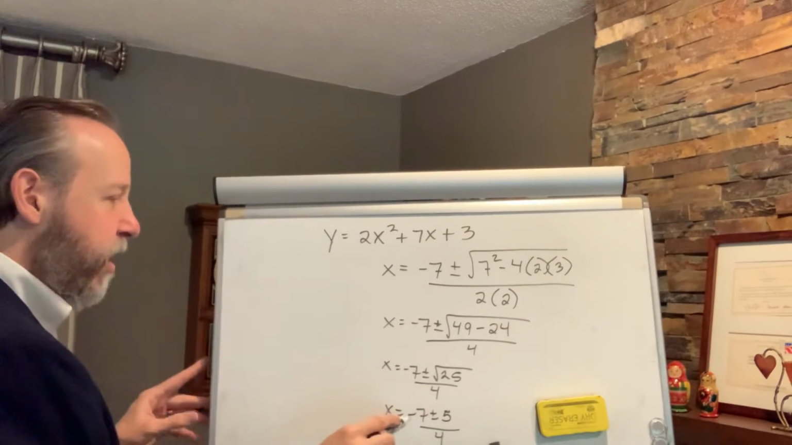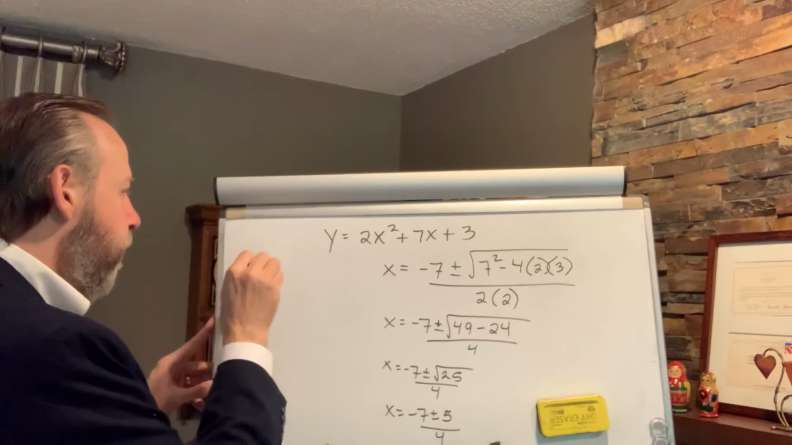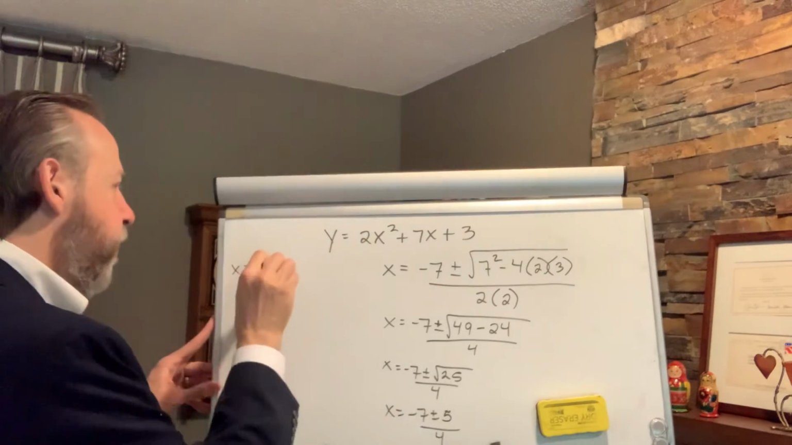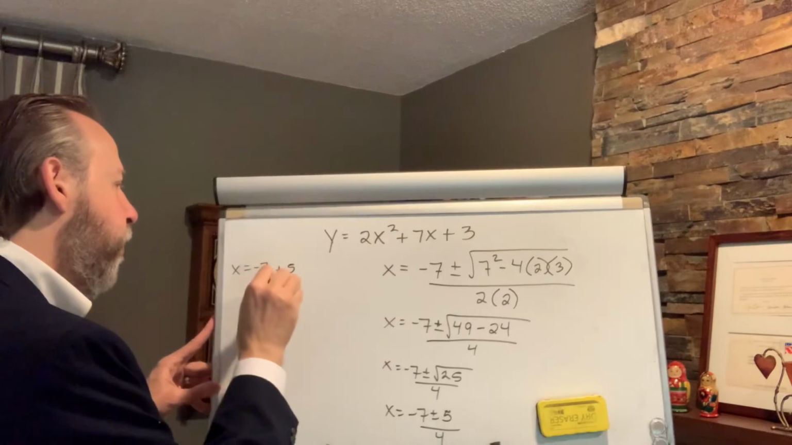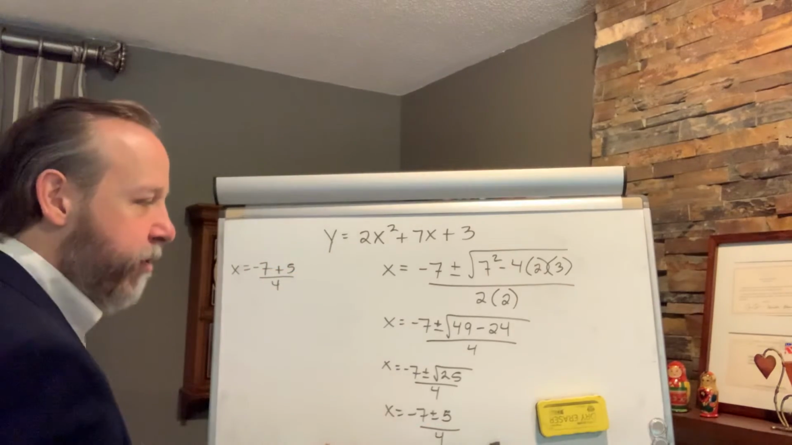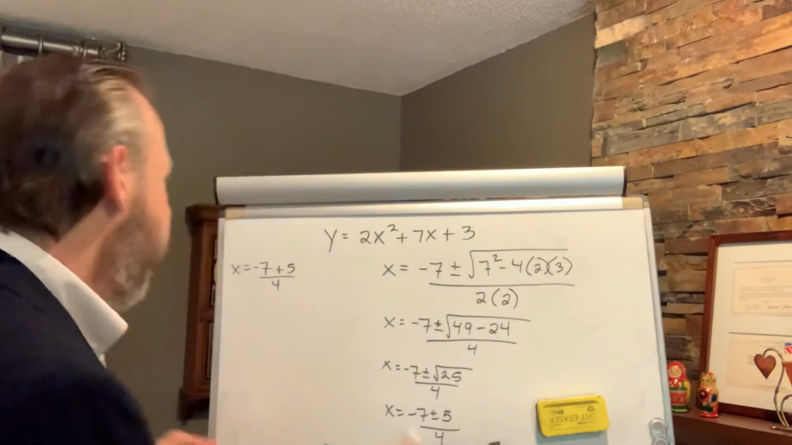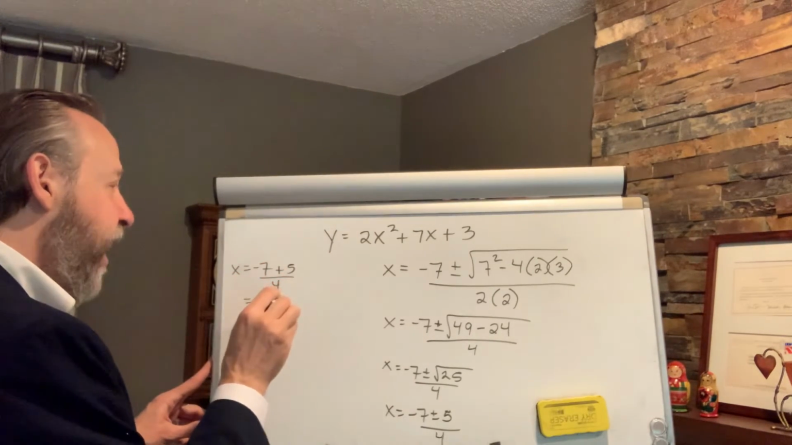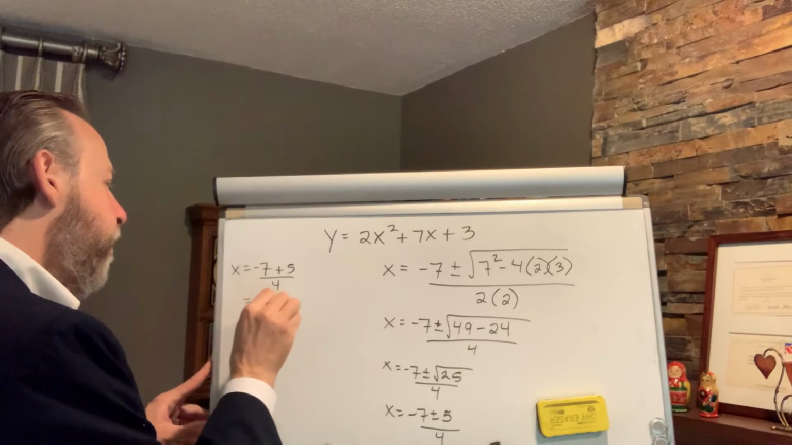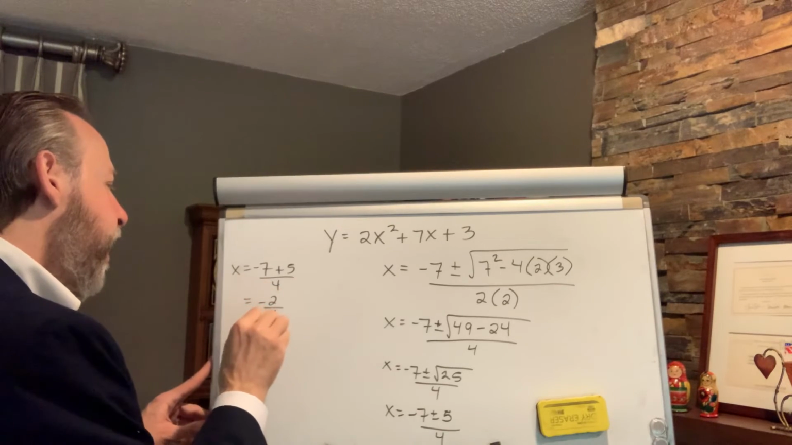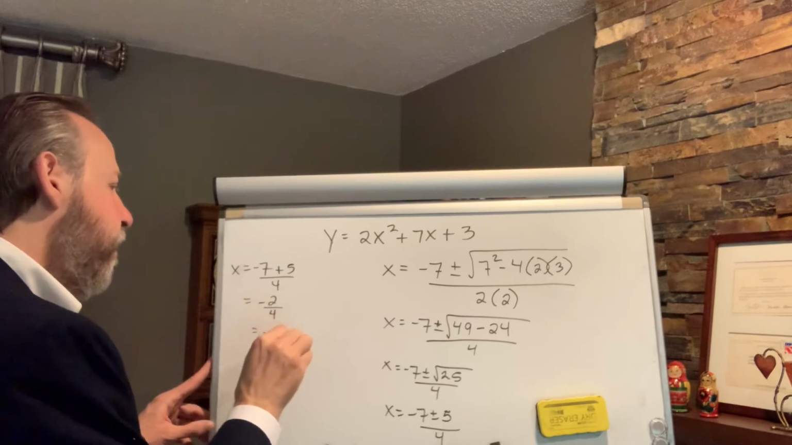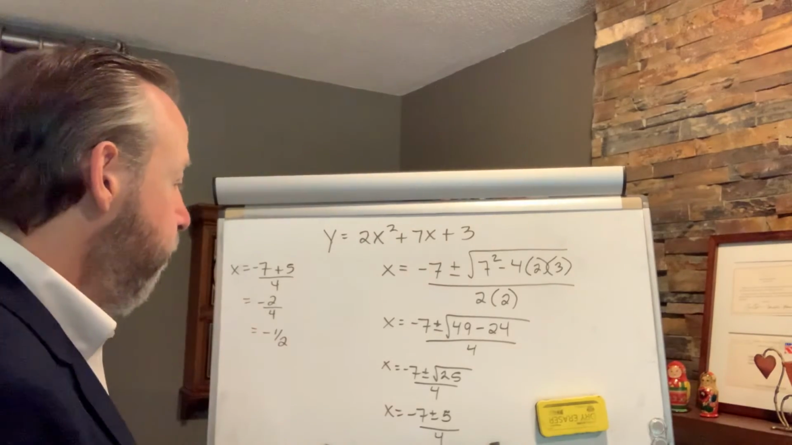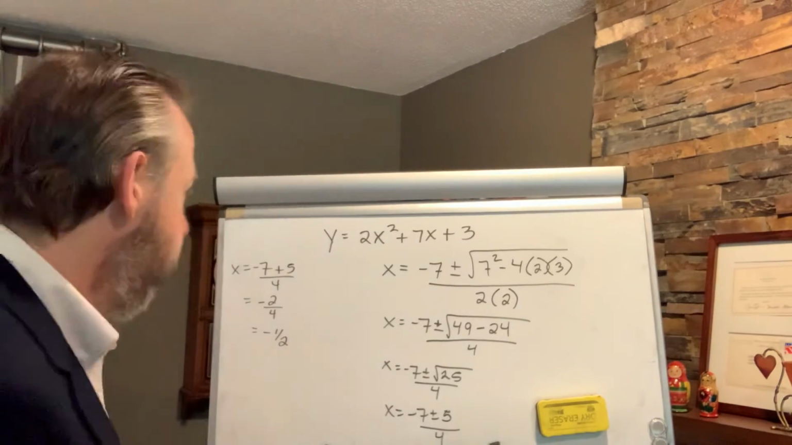I have x equals negative 7. I'll take the plus first. Plus 5 over 4. I'm taking the plus first. I will also have to do the minus. And that's going to be negative 7 plus 5 is negative 2 over 4. And that's negative a half. Okay? That's one of my solutions.